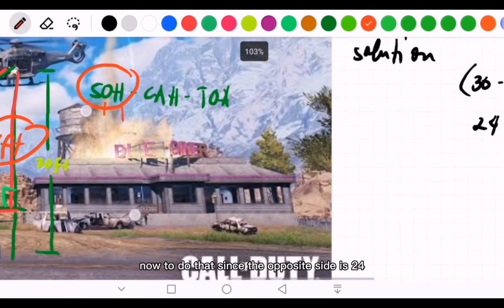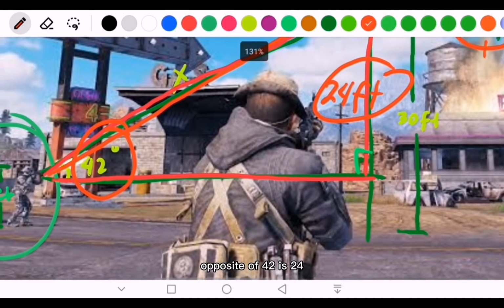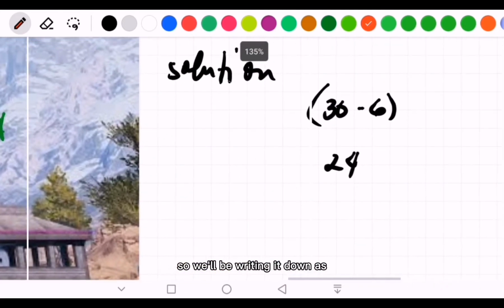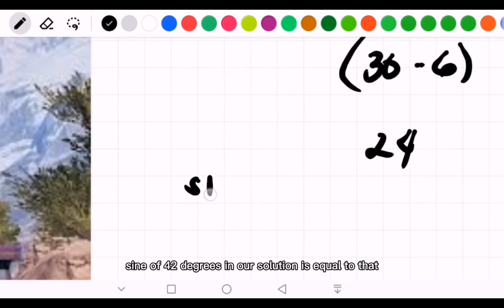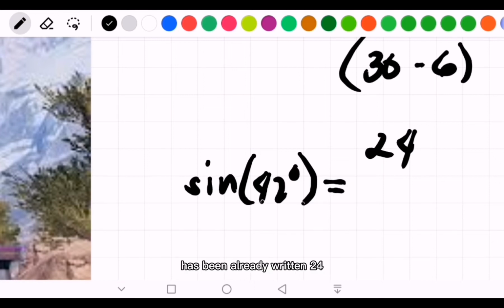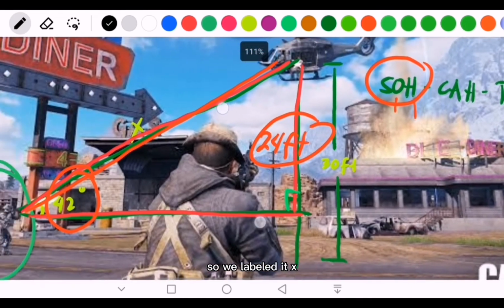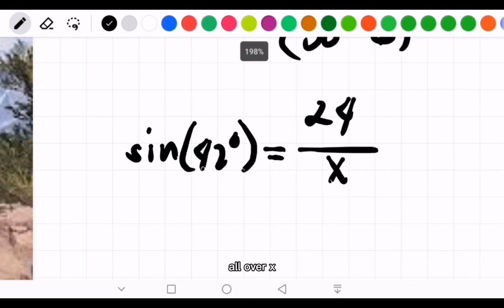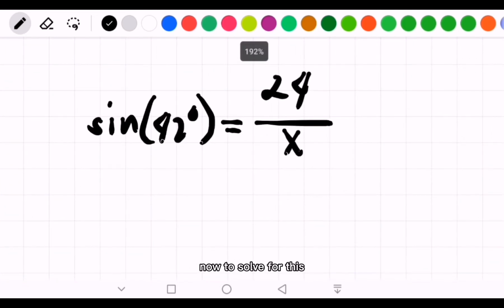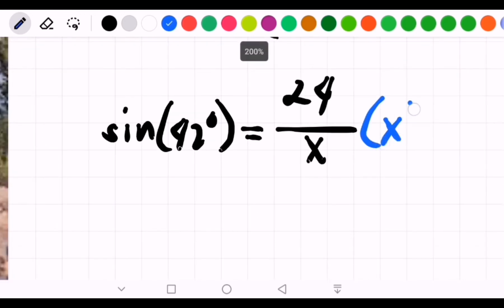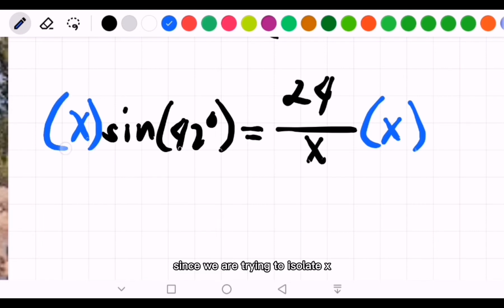Now, to do that, since the opposite side is 24, opposite of 42 is 24, so we'll be writing it down as sine of 42 degrees in our solution is equal to, that has been already written, 24 all over the hypotenuse, which is the unknown, so we labeled it x, so that is all over x. Now, to solve for this, we just need to multiply both sides by x, since we are trying to isolate x, or solving for x, which is the unknown.